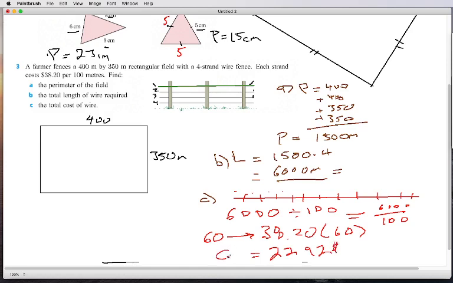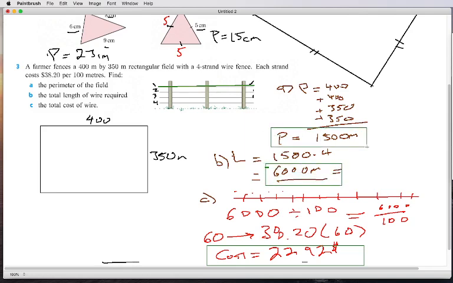So I'm going to say C, as in cost, to fence this total amount. So you need 6,000 meters, and if you pay $38.20 per 100 meters, then this will be your final amount. Okay. So for this one, circle in the answers or square in the answers, that's a square for part C, part B, and then part A. So there's our answers. Okay.